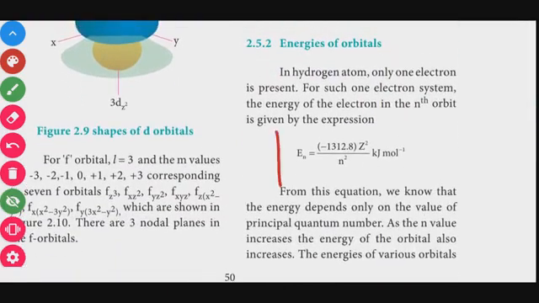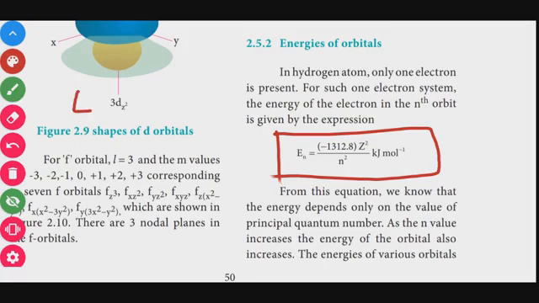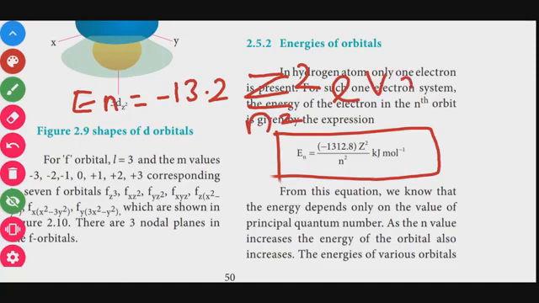You have been given a common equation for energy, this is in kilojoule, but we will not commonly use this equation anywhere. The most important equation for energy is minus 13.2 z square by n square electron volt per atom. This formula is very important, that much important.